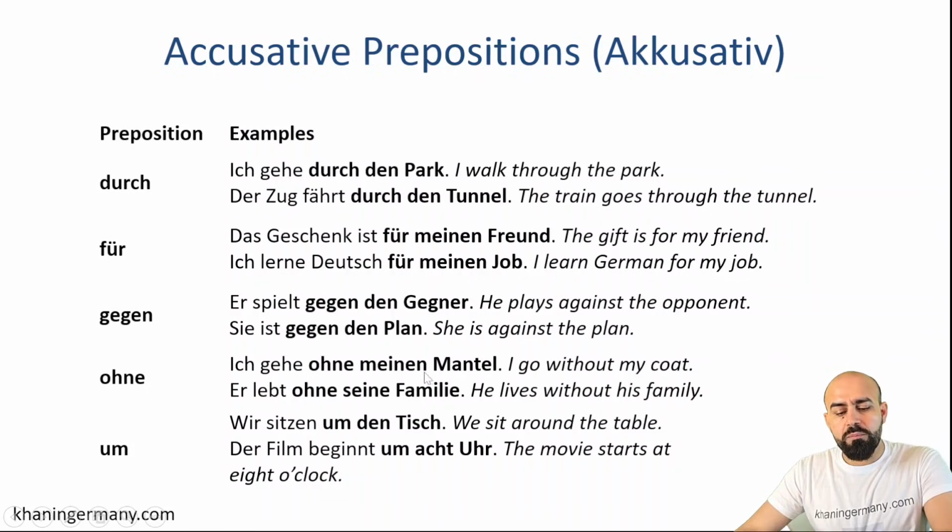Then ohne. Ich gehe ohne meinen Mantel. Yeah. So der Mantel means den Mantel, and mein Mantel becomes meinen Mantel. Okay. Der will become den in accusative and mein will become meinen. Okay. So ich gehe ohne meinen Mantel. I go without my coat. Yeah. Lebt ohne seine Familie.